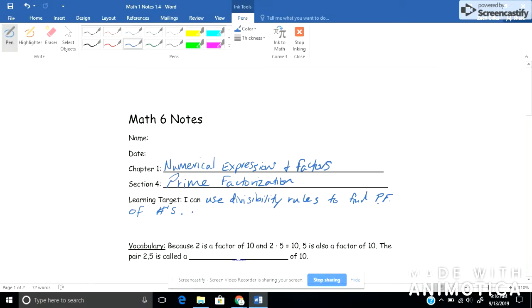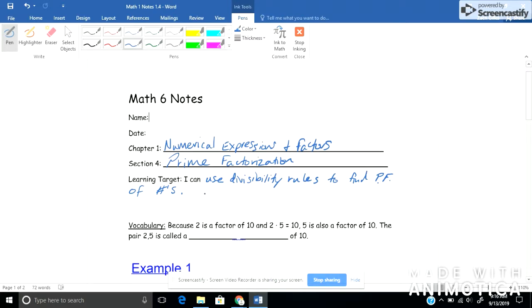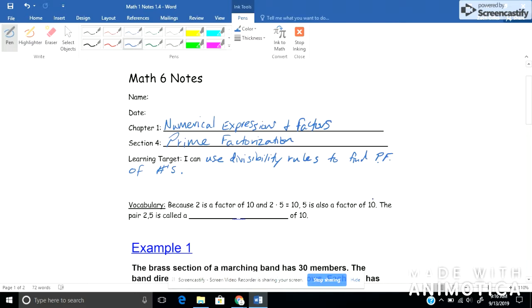And we're going to be working with prime numbers this section, as you probably guessed. And I'm going to create some factor trees, and I'm going to show you some other ways that'll help for this section. Starting off with a little bit of vocabulary, it says because 2 is a factor of 10 and 2 times 5 is equal to 10, 5 is also a factor of 10. The pair 2, 5 is called a factor pair of 10. Okay, so basically 2 times 5 will give you 10.